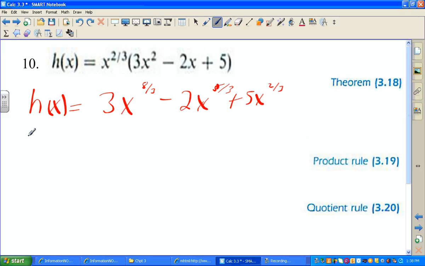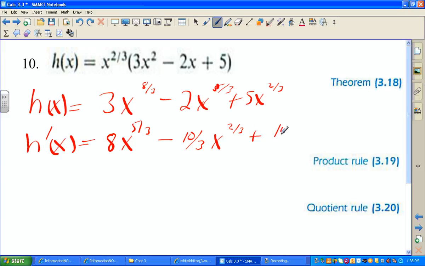And I take the derivative of each one. H prime of x equals 8x to the 5/3. Again, I'm dropping the exponent, multiplying and subtracting 1. Minus 10/3 x to the 2/3 plus 10/3 x to the negative 1/3. That's it. And you can factor that if you want to.